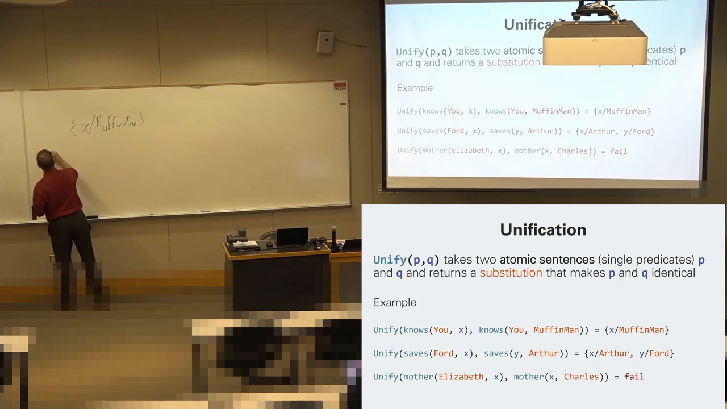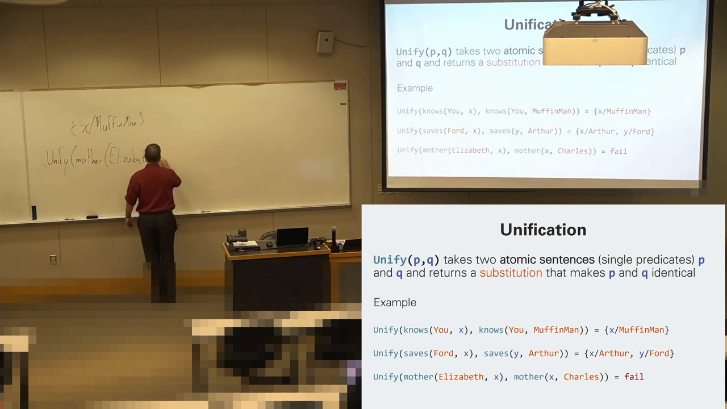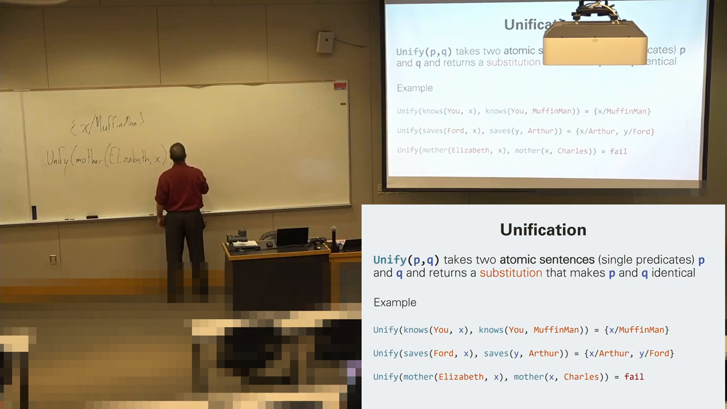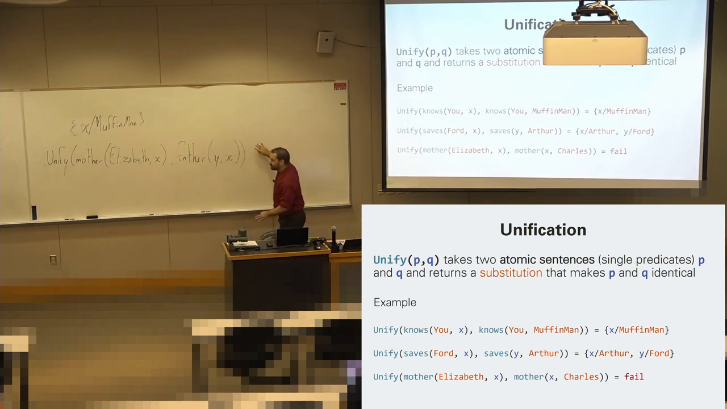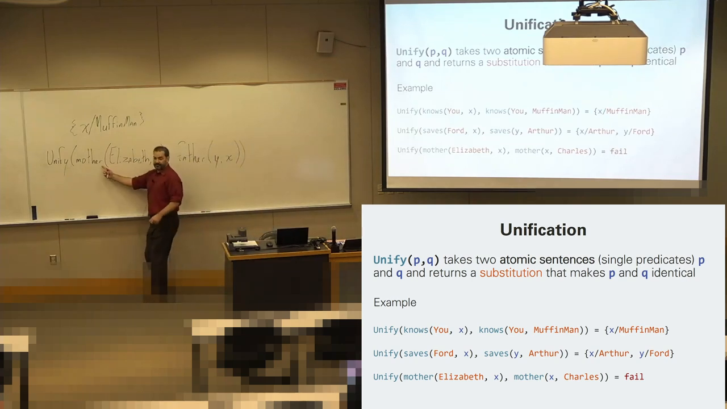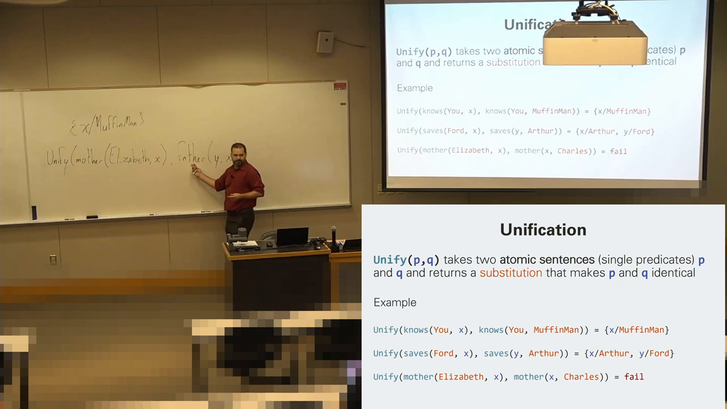If, however, let's say unify, mother Elizabeth X. What would I get if I attempted to do unify mother Elizabeth X, father Y X? That would be a fail because mother and father are not the same thing. Right. It would be a fail. This predicate is not the same as this predicate. So it doesn't matter if I was to magically swap Y with Elizabeth and X with whatever I want. The problem is that predicates don't work.